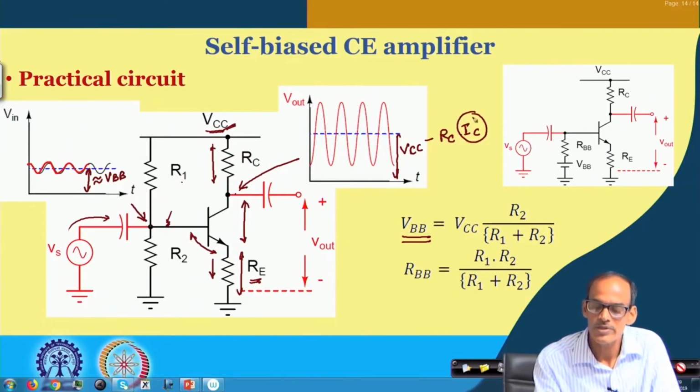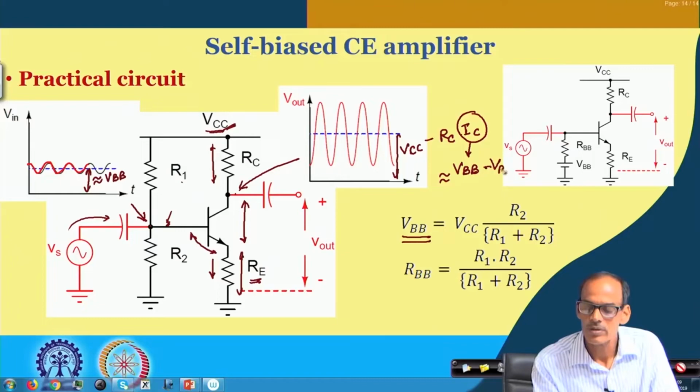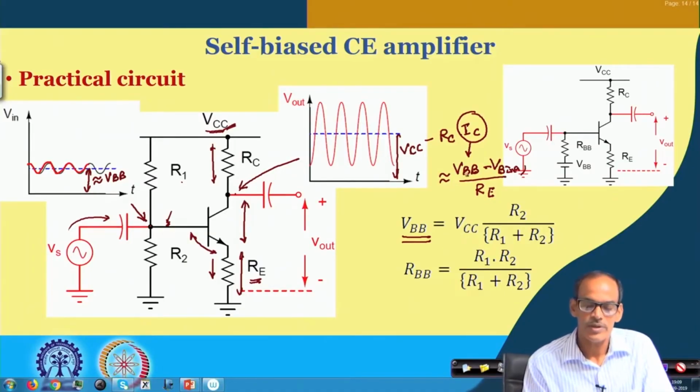So, IC is approximately equal to VBB minus VBE on, divided by this RE. So, that is the emitter current. So, approximately you can consider that.